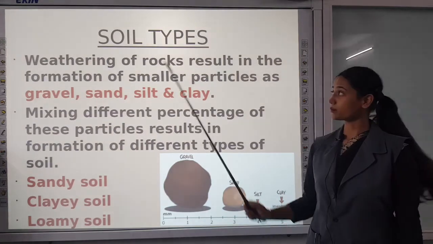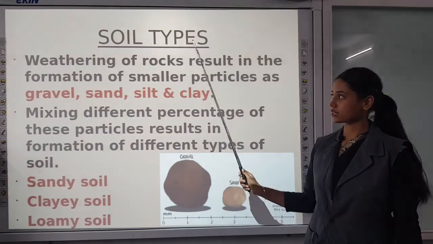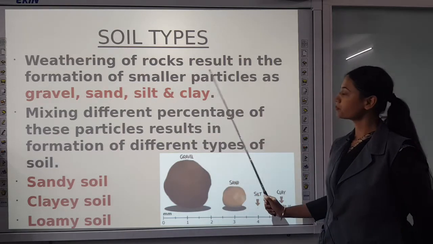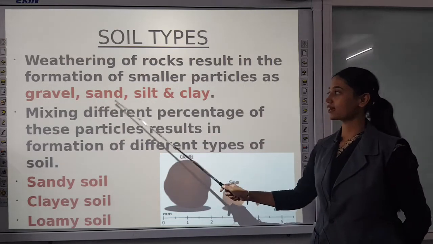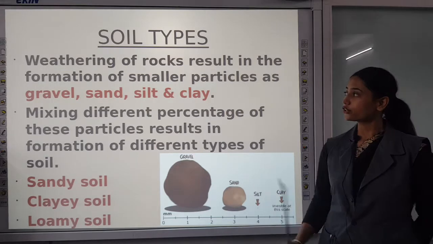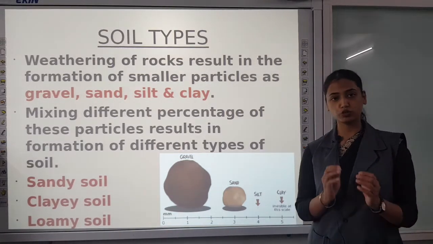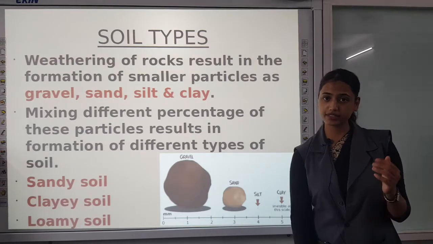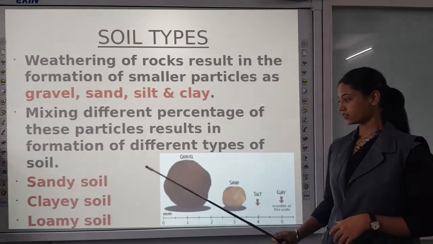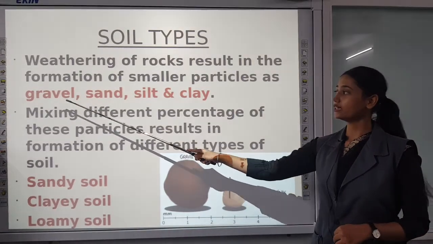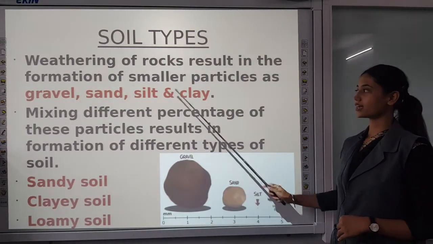Now let us talk about the types of soil. Weathering of rocks results in the formation of smaller particles such as gravel, sand, silt and clay. During formation of soil, not all particles are divided into equal size. There is difference in their sizes. So there are 4 types of particles which we will study: gravel, sand, silt and clay.